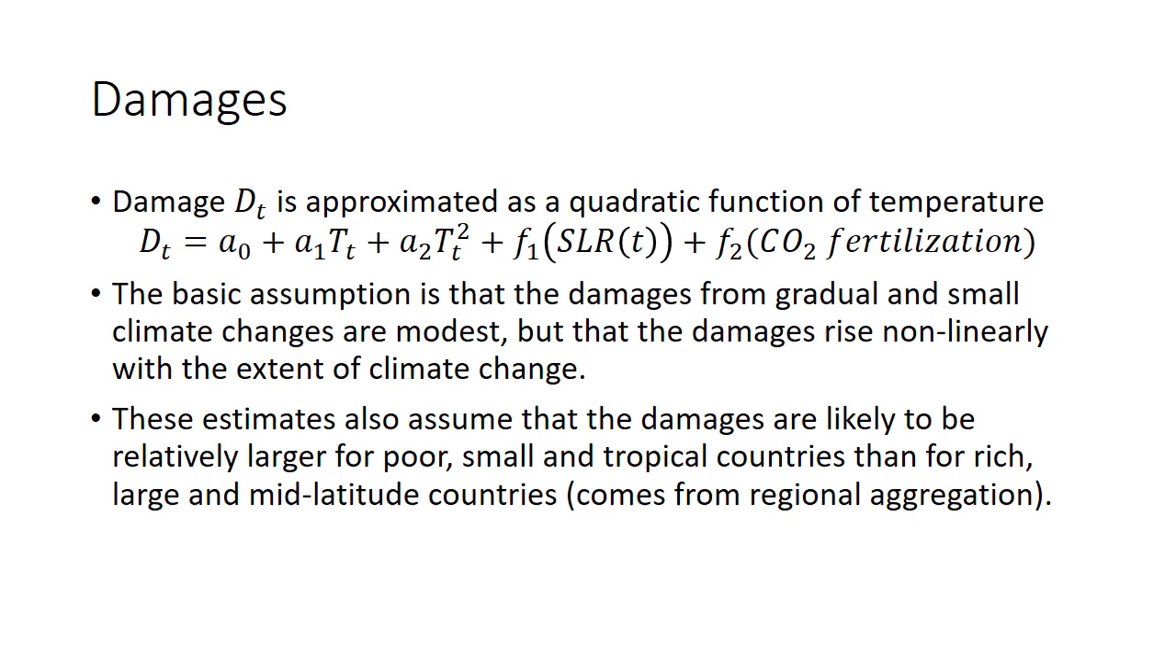The estimates also assume that damages are likely to be relatively larger for poor, small, and tropical countries than for rich, large, and mid-latitude countries. This comes from regional aggregation. So not in the Excel model, but in the real DICE model, we're estimating damages by region of the globe. The areas that are affected the most are the mid-latitudes or the areas around the equator. The areas affected the least are the higher latitudes.